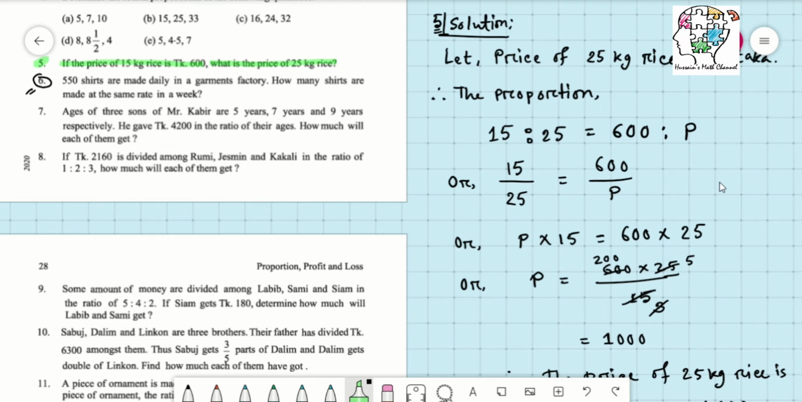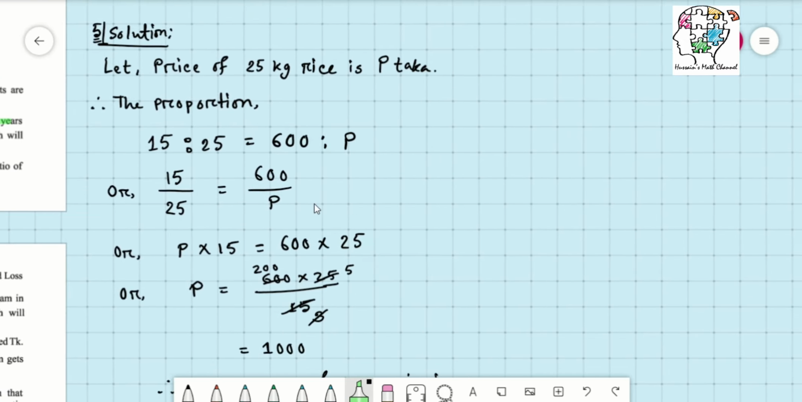Ages of 3 sons of Mr. Kobir are 5 years, 7 years and 9 years respectively. He gave 4200 taka in the ratio of their ages. So ages are already given, and in this ratio he will distribute 4200 taka among them. How much will each of them get? Okay, so let's start question number 7 here.